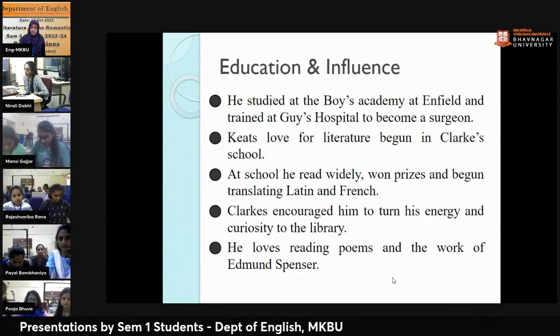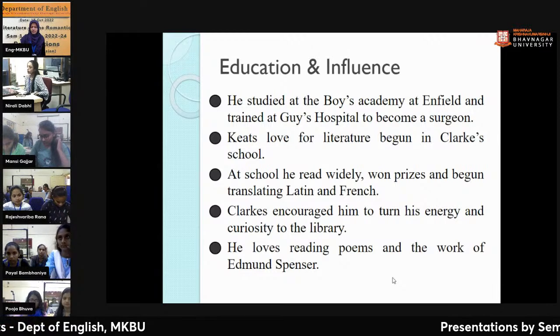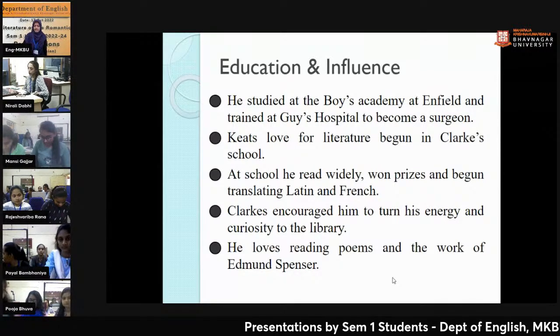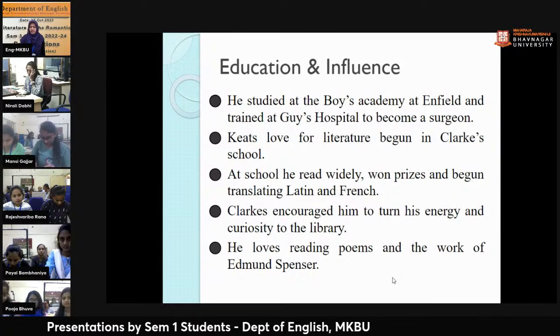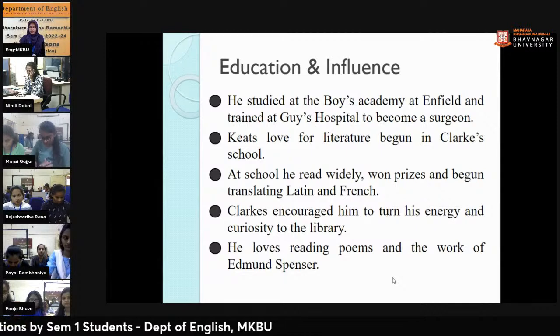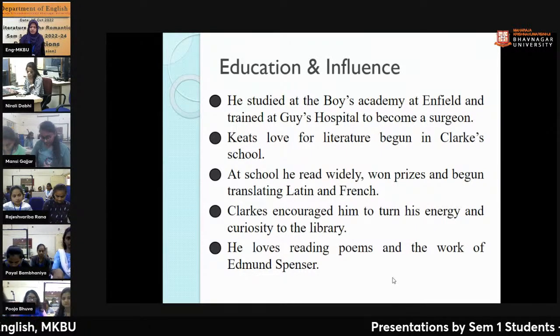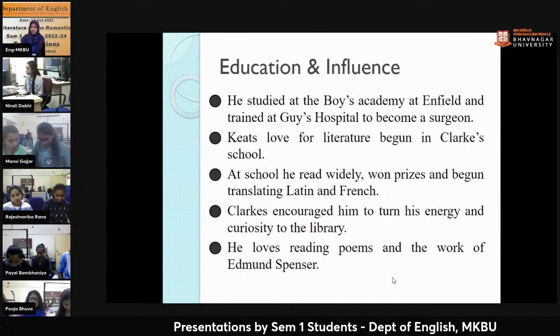Keats' love for literature began in Clarke's school. At school, he read widely, won prizes, and began translating Latin and French. Clarke encouraged him to turn his energy and curiosity to the library. He was a very close student of the headmaster John Clarke. He read so many books in his school time, and he won the literary competition also.